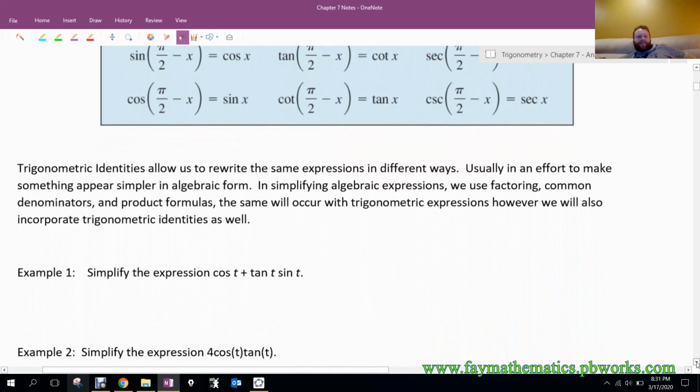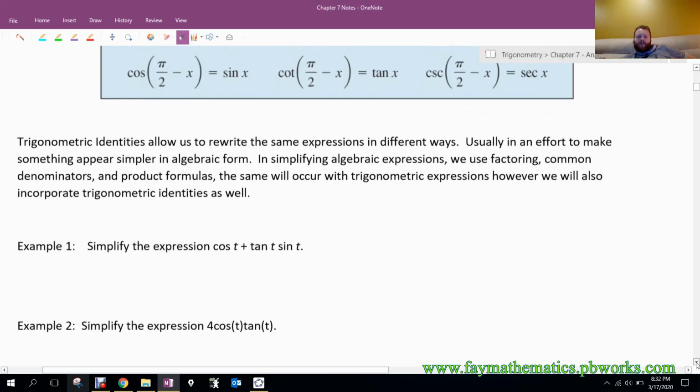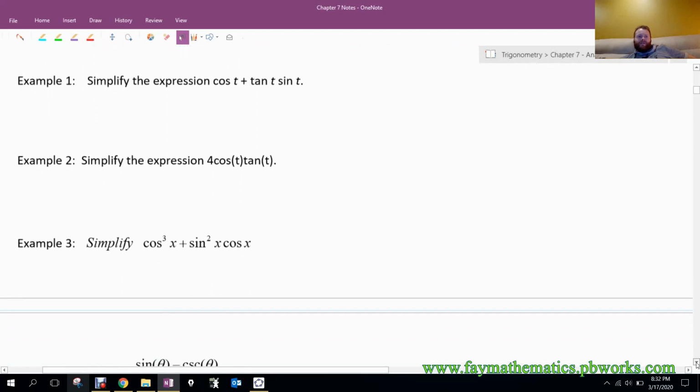So trigonometric identities allow us to rewrite the same expression in different ways, usually in an effort to make something appear simpler in algebraic form. In simplifying algebraic expressions, we use factoring, common denominators, and product formulas. The same will occur with trigonometric expressions. However, we'll also incorporate trigonometric identities as well. So this whole early couple of sections is going to be designed for us to be able to start eventually solving trigonometric equations.